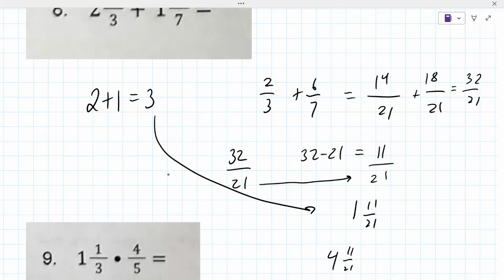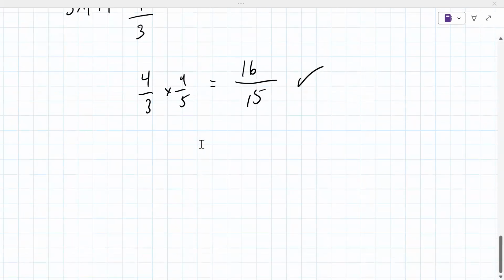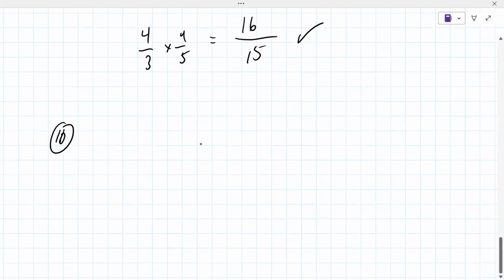So 10. And we're doing a hexagon? Okay, fantastic. So now we can go on to the new stuff here.